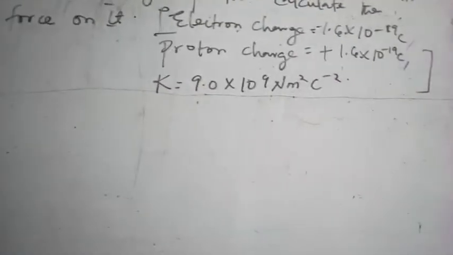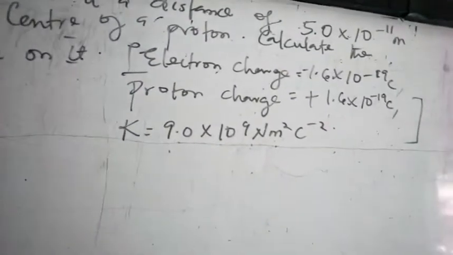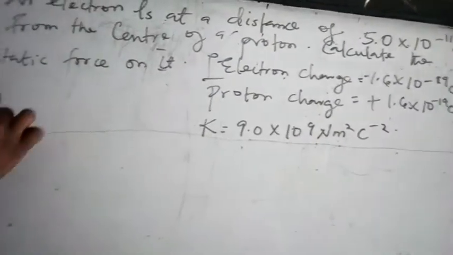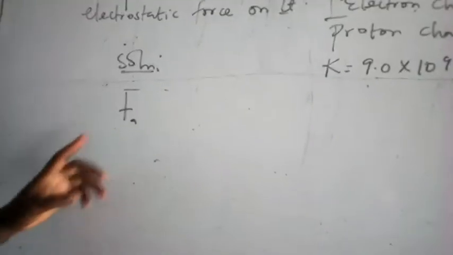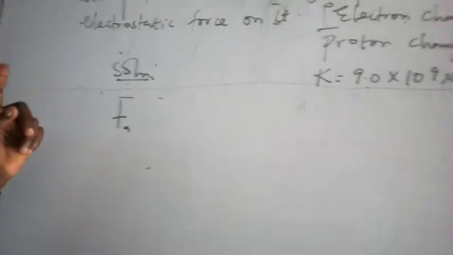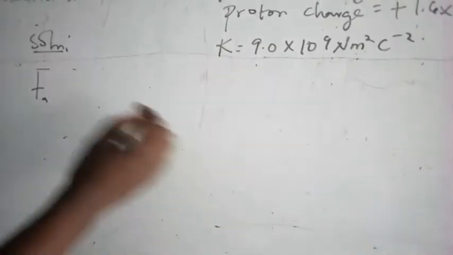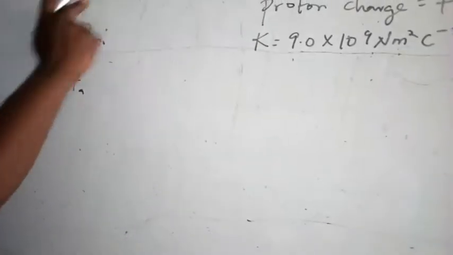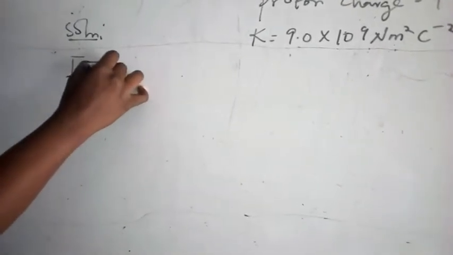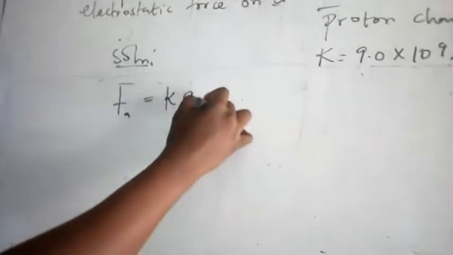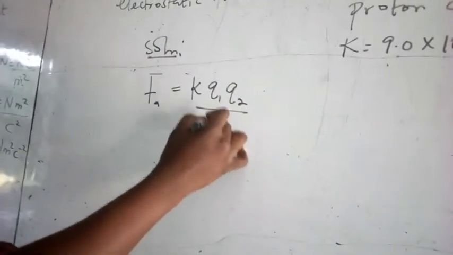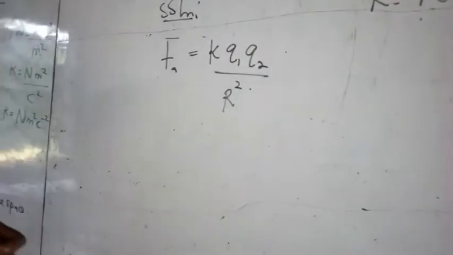You know what the electrostatic force that will be occurring is? It is the force of attraction, because they are unlike charges. That is one thing you should know. Unlike charges attract. So now we are to calculate the electrostatic force, which is KQ1Q2 over R squared, as you can see.